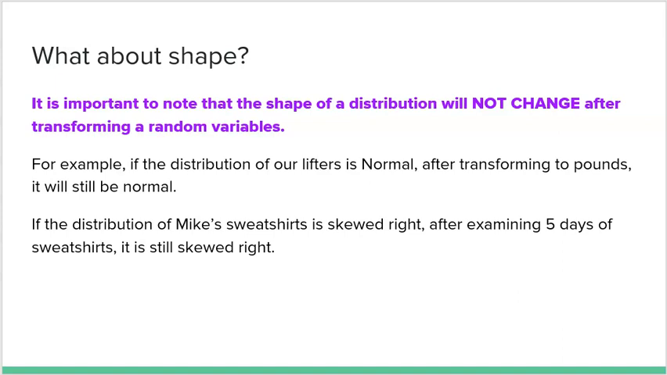All right. Now, the one last thing I want to talk about is what about shape? Like we've talked about that discrete random variables can be skewed left, they can be skewed right, they can be normal-ish and so forth. Then it's important to note that when you combine random variables together, it does not change the shape. So if you're normal prior and then you transform, say, to pounds, like, go back to my lifters. If the distribution of my lifters followed a normal model and I go from kilograms to pounds, it's still going to follow a normal model. If my sweatshirt sales are skewed right, well, if I look at 5 days versus 10 days versus 1 day, it's still going to be skewed right. So shape does not change.